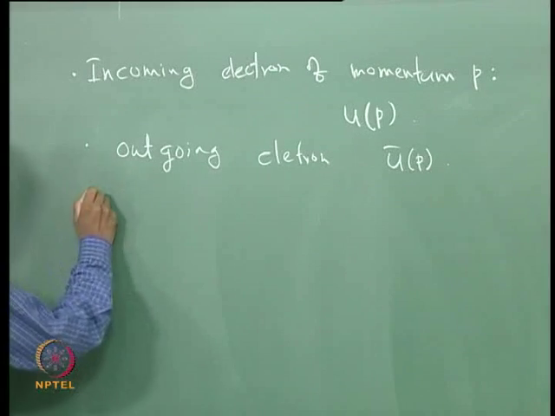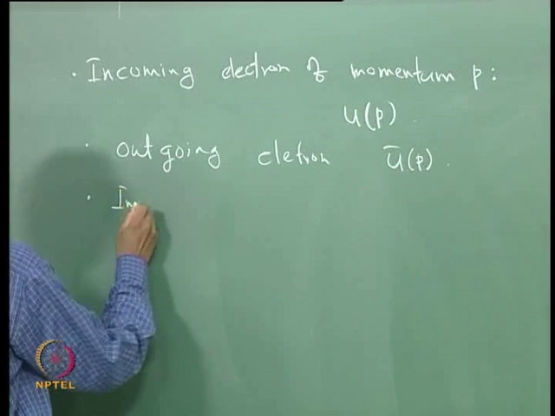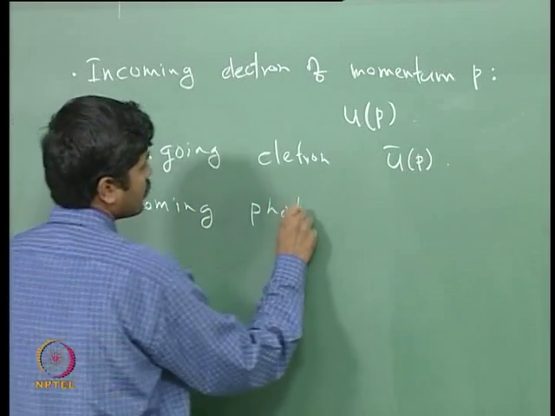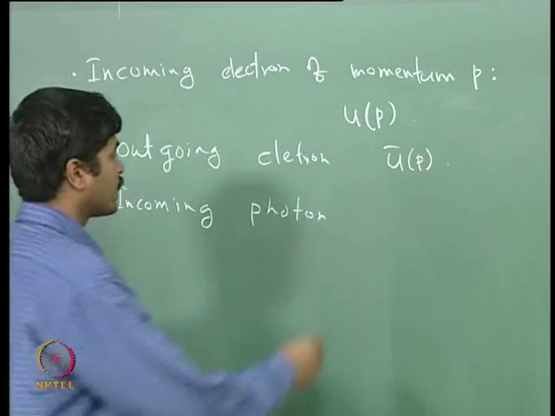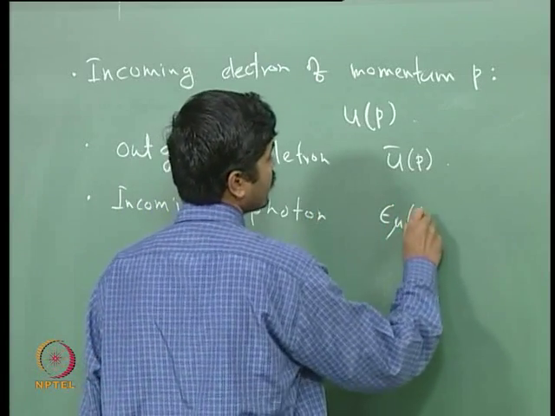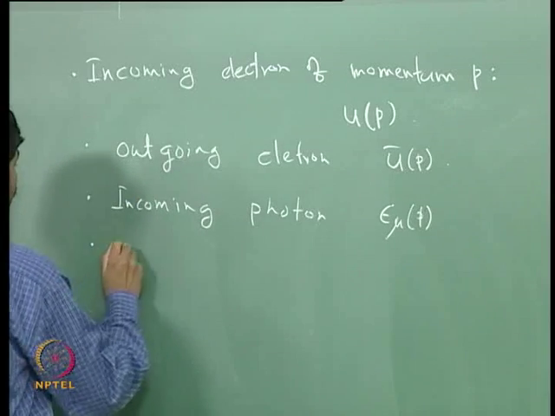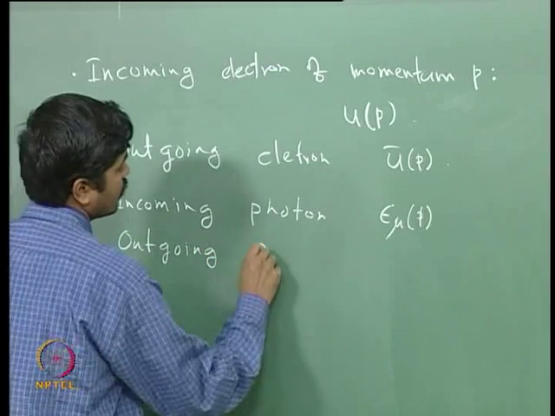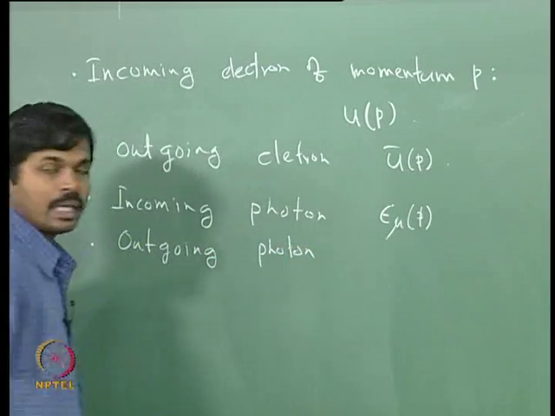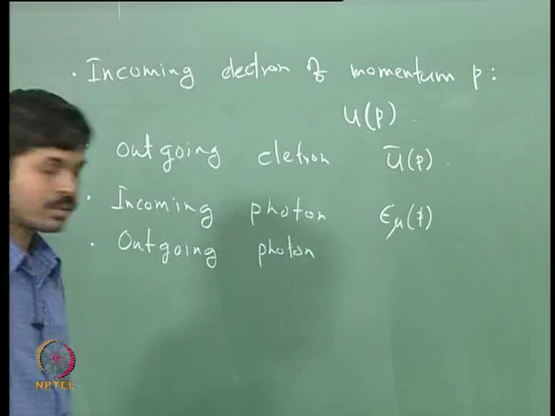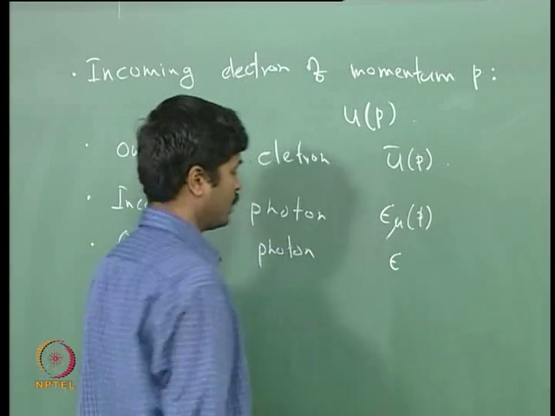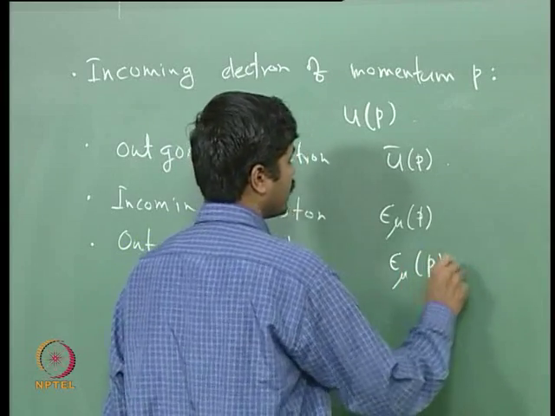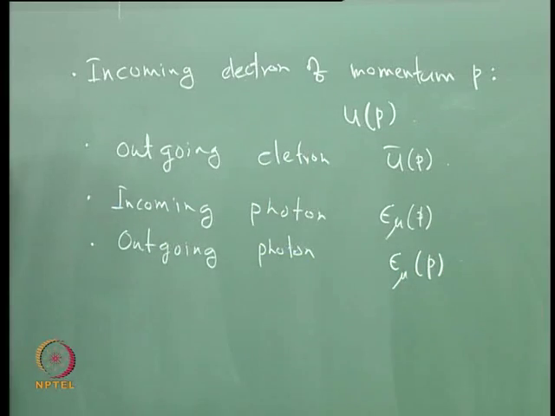whereas for an incoming photon, you write epsilon mu of p. For an outgoing photon, again if you are choosing a real polarization for the photon, you again will have epsilon mu of p, otherwise you write epsilon mu star of p. Okay.